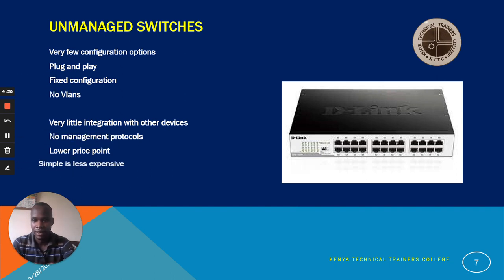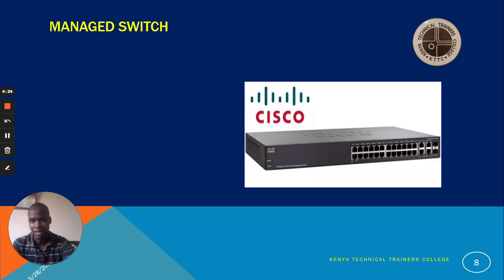Sometimes we say the managed one is expensive. Okay, now let's look at a managed switch. An example is a Cisco managed switch, as indicated in the picture. It supports VLANs, that is virtual LANs. Maybe in a building you want to connect different floors, meaning one floor can access information from another floor, but not all the information.